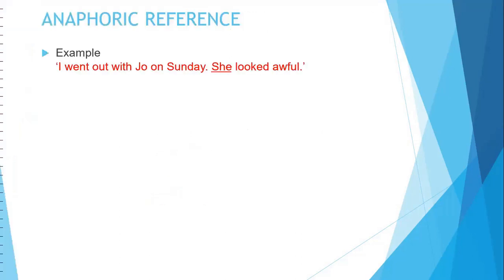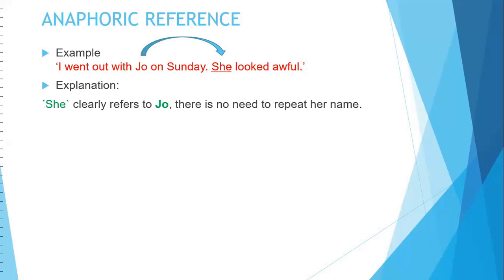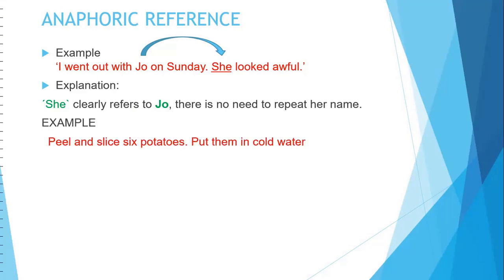Let's take another example. I went out with Joe on Sunday. She looked awful. Now here you can see she clearly refers to Joe, and there is no need to repeat her name. So that's why instead of Joe, the word she is used. What does it mean? Anaphoric reference is the reference where identity has been disclosed first and reference comes later on.